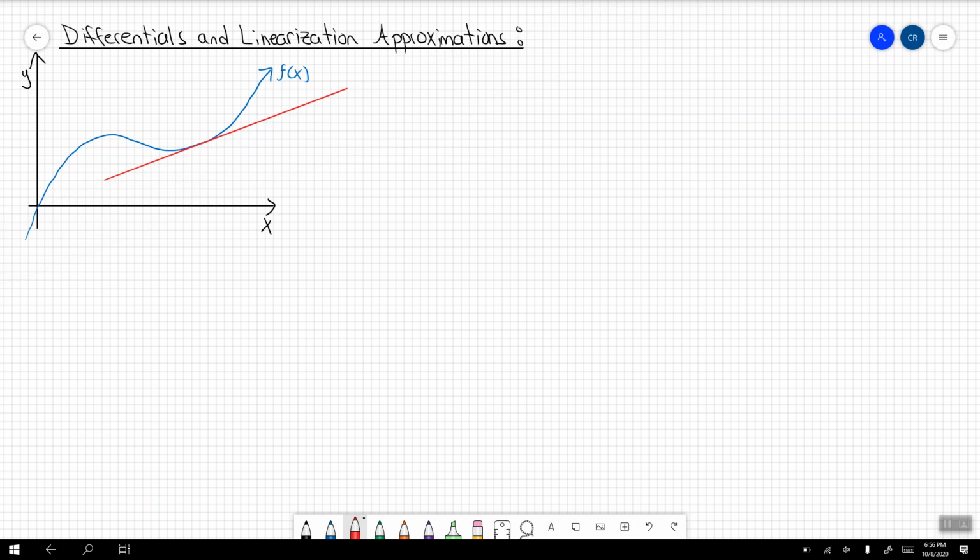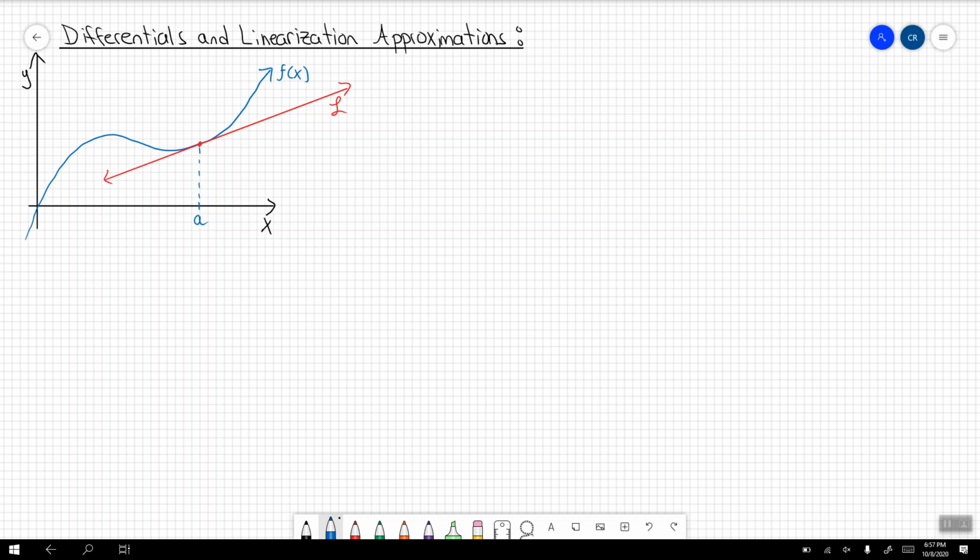So here we have a function, and then we're going to have a tangent line to that function. This tangent line serves as an approximation to this function, but it only serves as that approximation near this given value, which we'll call a. So as long as your x values are near a, this line is going to be a good approximation to this given function.